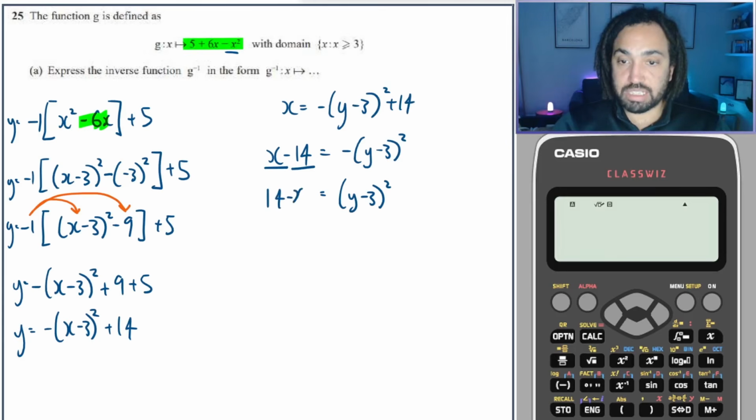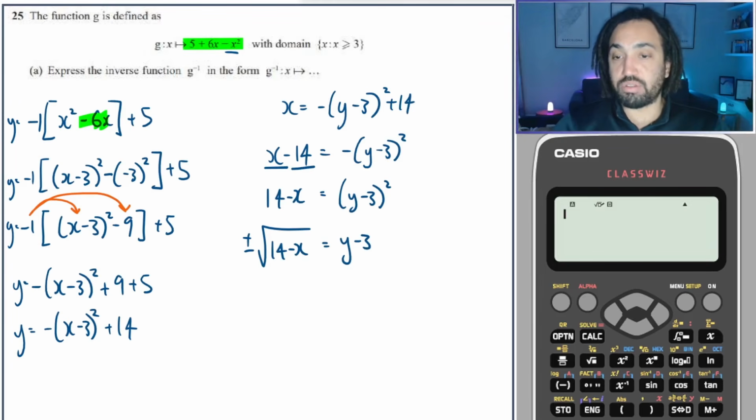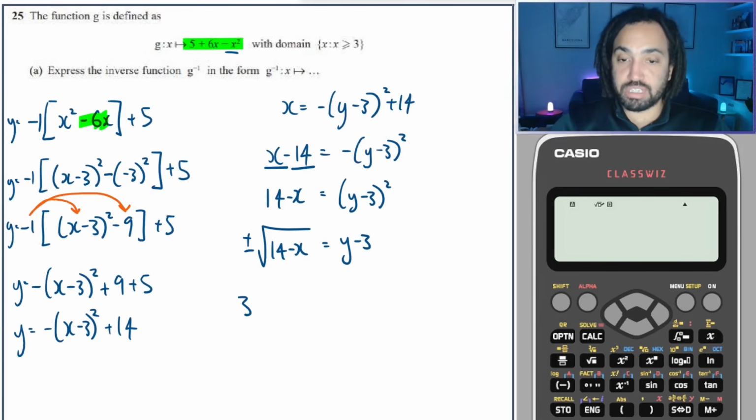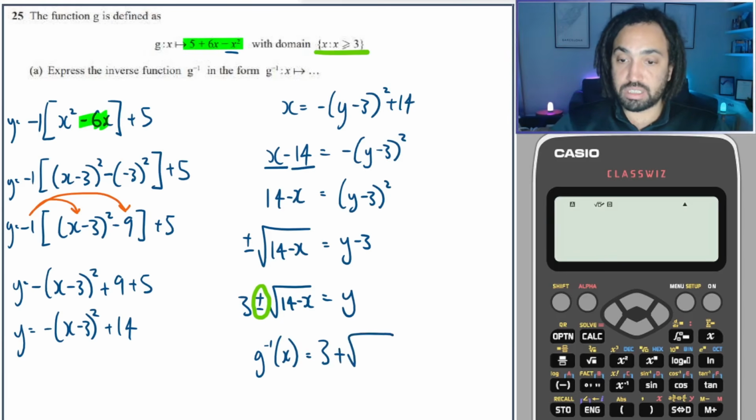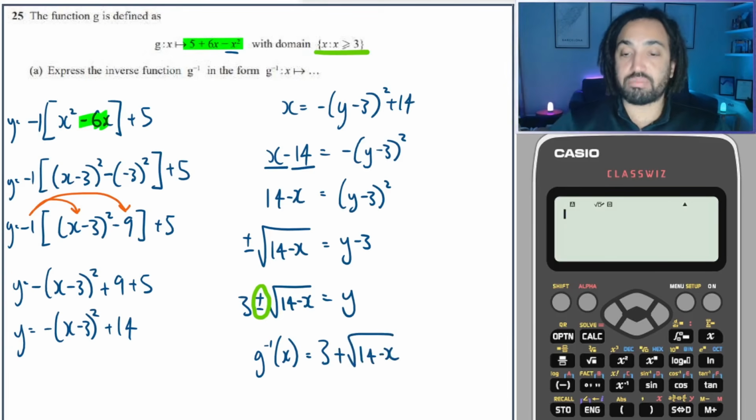So it's 14 minus x. Okay, next step is to square root both sides, and that'll give me a plus or minus, and it will cancel the squared on the right side, and then I'm going to add 3 to both sides like so. And then I'm going to look at the domain, which is greater than or equal to 3, so I'm going to select that it must be the plus sign. So the function inverse of g is 3 plus the square root of 14 minus x.